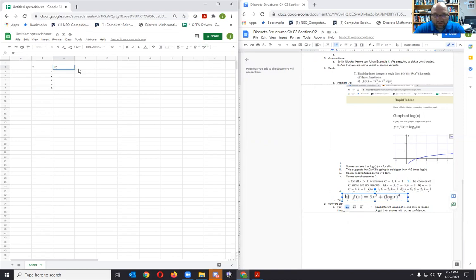3 times x caret 3. Okay, so this is equal to this number. Actually, let's do 3 times this number. But we need to change this just a little bit. And I wish the font was not quite so small on this. Okay, so yeah, that'll work.